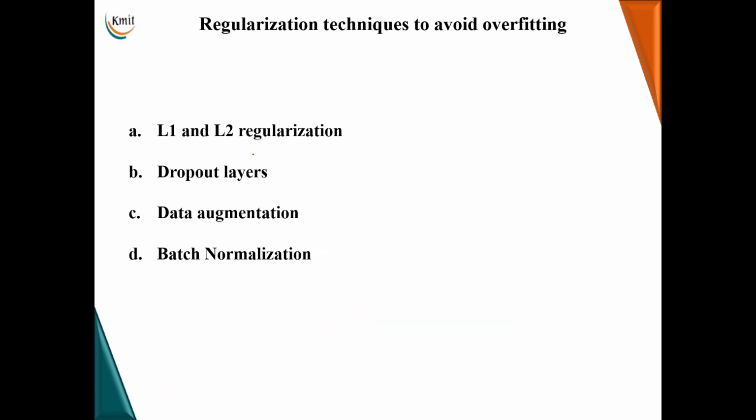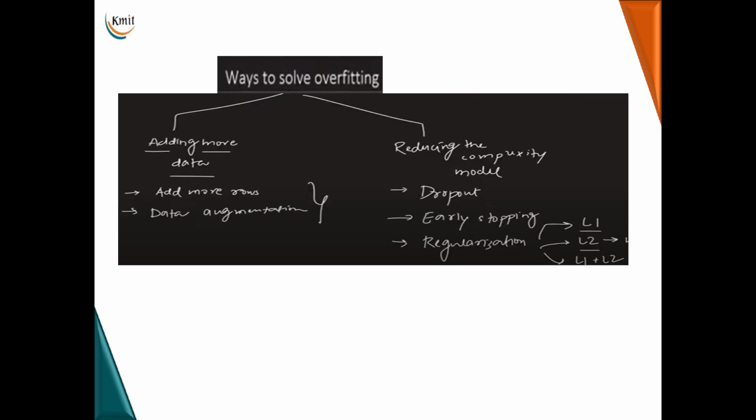These will be the techniques that we will be discussing here: L1 and L2 regularization, dropout layers, data augmentation, and batch normalization. These are the four regularization techniques which are used by machine learning models to avoid overfitting. We have talked about overfitting in the previous sessions.